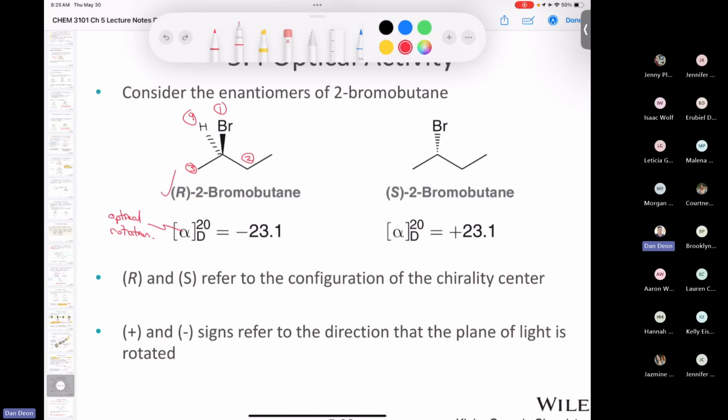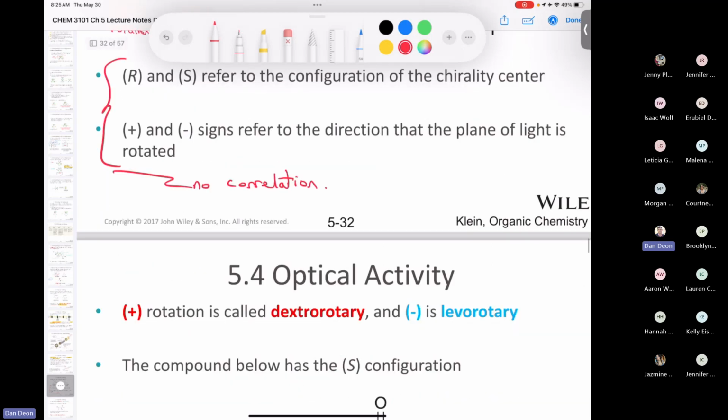So R and S and positive and negative, there's no correlation between the two, okay? So we'll put here no correlation. Trust me, I was a student taking this class 30 years ago, and I certainly wanted to correlate these two. I was hoping that all R compounds would be positive and all S compounds would be negative. Well, there's no correlation between R and S and positive and negative. And if you're wondering, can you predict how much it's going to rotate and whether it's going to be positive or negative? I got some bad news. The answer is no. You cannot predict it, okay?